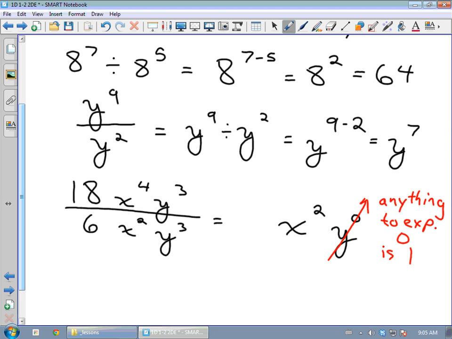What about our coefficients out front here? We've got 18 divided by 6. What do we get when we do 18 divided by 6? 3. So that's going to be our new coefficient, 3. So our final answer here is going to be 3x squared.